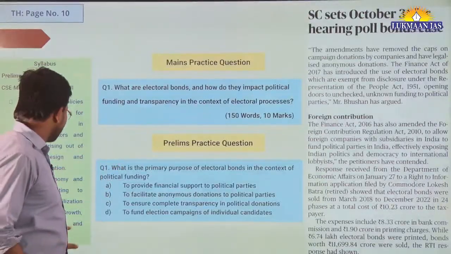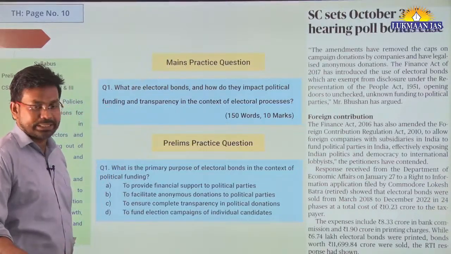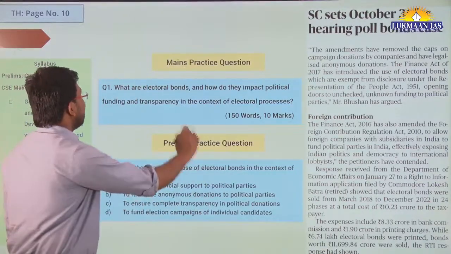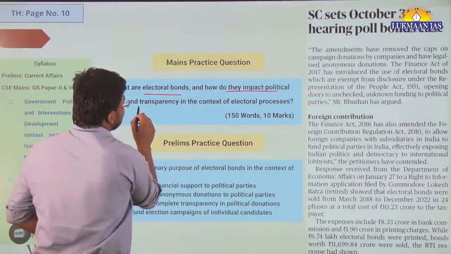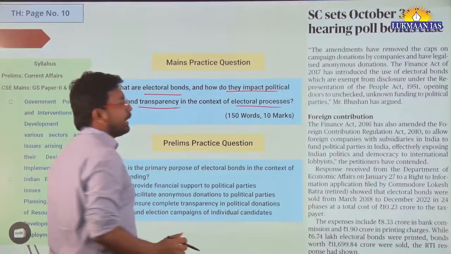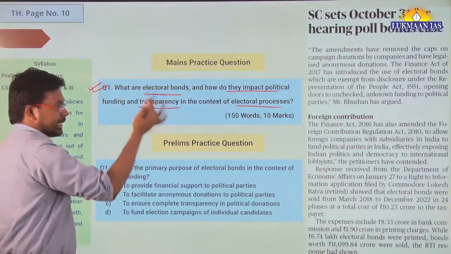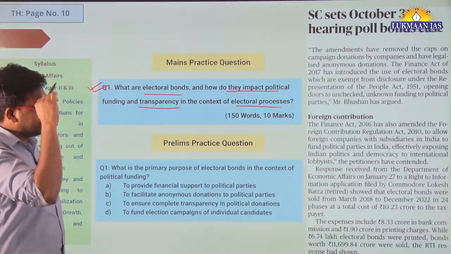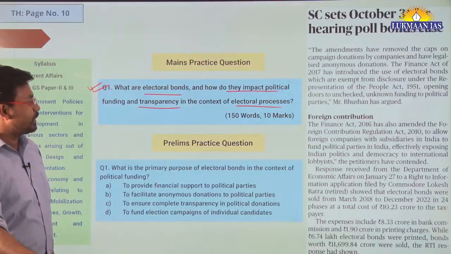Now, having understood this, let us try to solve two questions. One question is for the mains exam. It says, what are electoral bonds and how do they impact political funding and transparency in the context of the electoral process? Okay, so you need to write an answer to this. You can read this article, you can also read some more things related to electoral bonds.